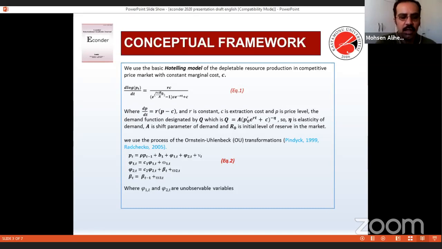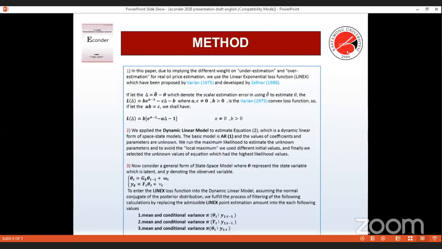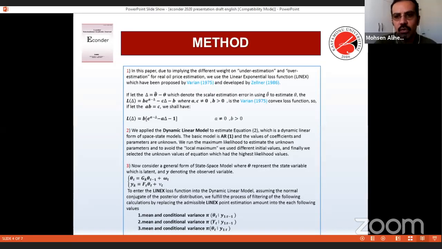You can see the Hotelling model and derivatives in equation number 1. After that, we use the process of Ornstein-Uhlenbeck, which you can see in equation number 2. This is AR1, with two unobservable latent variables, and in the next step, we use the linear exponential loss function, known as Linex, which was proposed by Varian in 1975 and developed by Zellner in 1986. We put our state space model, equation number 2, which is also a DLM, in computing the best point estimation of the three steps of the procedure of posterior distribution, filtering, and forecasting.